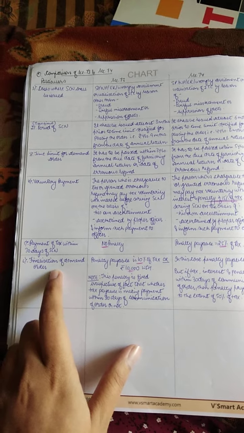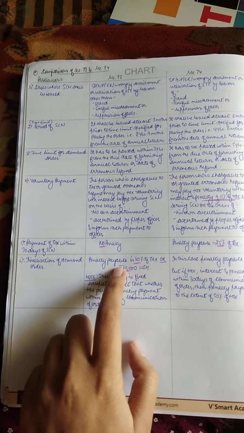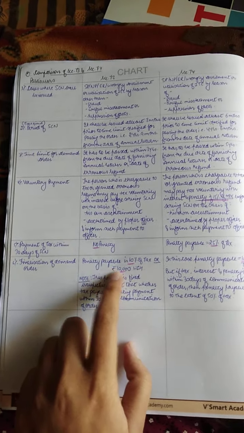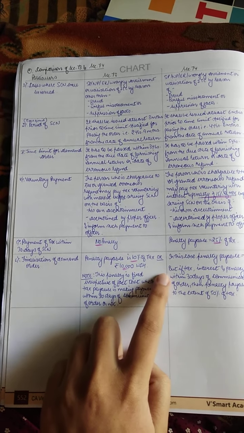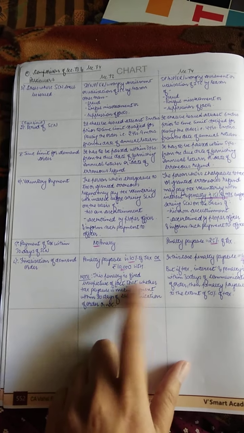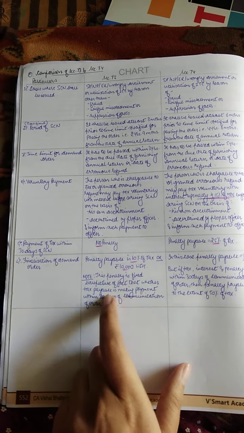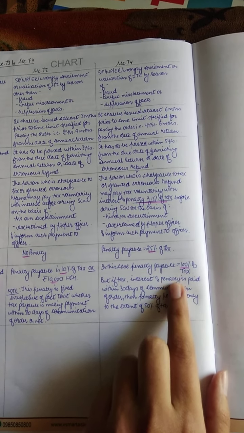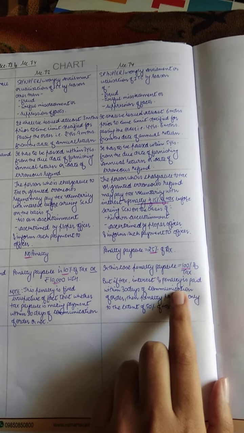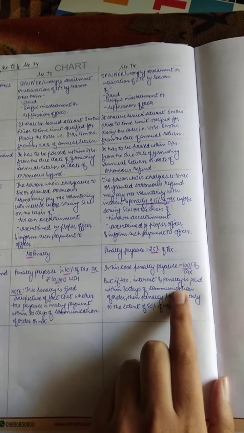Next, finalization of demand order. When demand order is finalized, then penalty payable is 10% of tax or rupees 10,000, whichever is higher. This penalty is fixed irrespective of whether the tax payable is paid within 30 days of communication of order or not. But in the case of section 74, penalty payable is equal to 100% of tax. But if tax, interest and penalty are paid within 30 days of communication of order, then penalty is payable to the extent of 50% of tax.